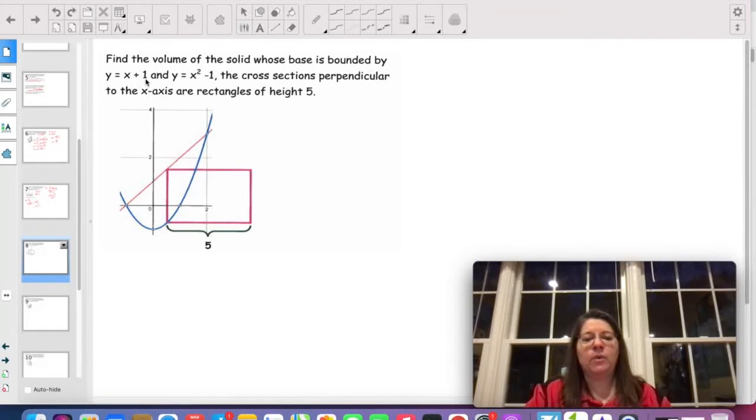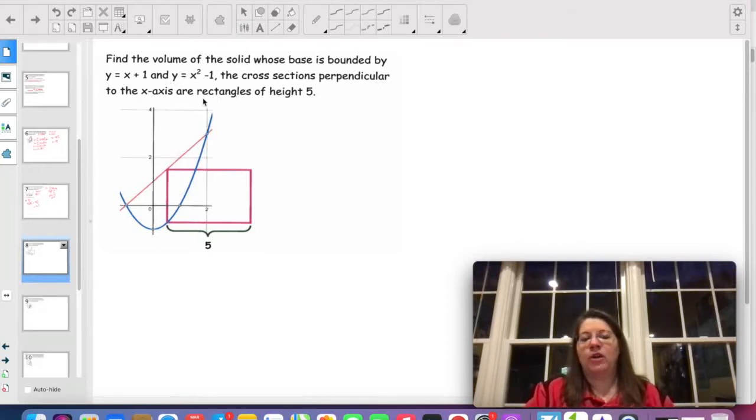For this setup, it says find the volume of the solid whose base is bounded by y equals x plus 1 and y equals x squared minus 1. So this would be the x plus 1 line, this would be the x squared minus 1 line. And the cross section is perpendicular to the x-axis. So if it's perpendicular to the x-axis, we need to solve our equation for y, which they are solved for y. So that makes this one a little bit easier.